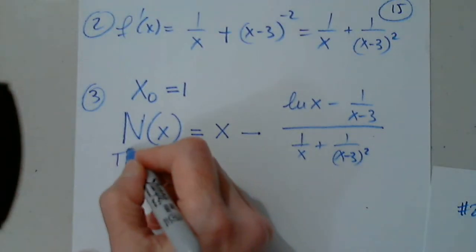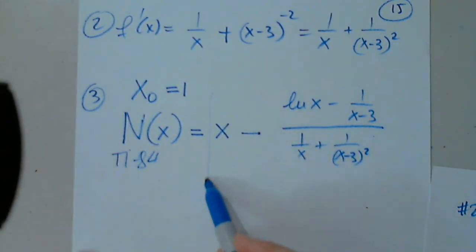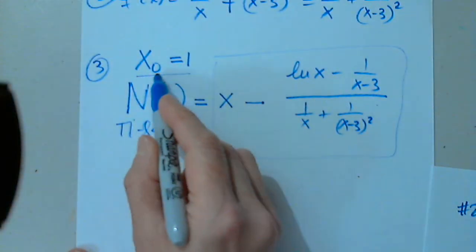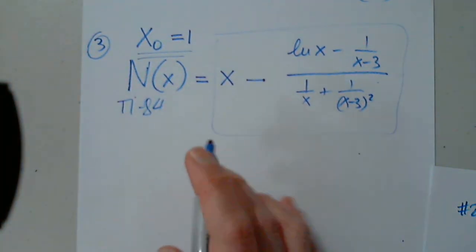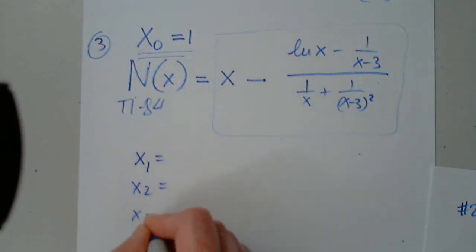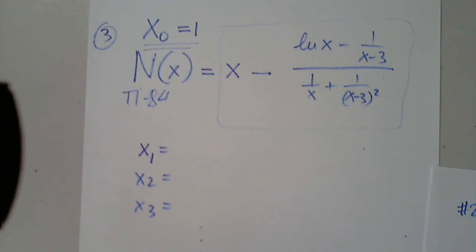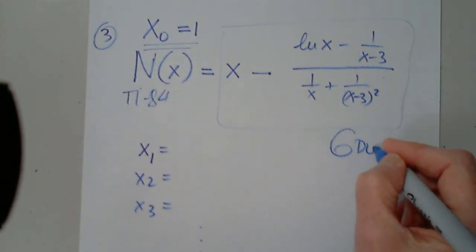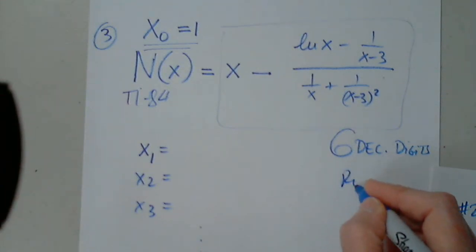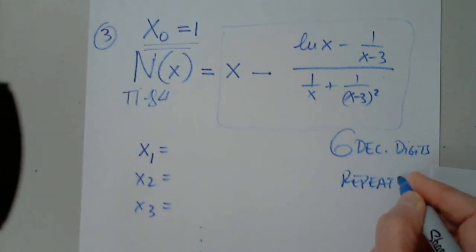So this is for TI-84. And then I'm going to start with the first iteration to be 1. And then I'm going to copy x sub 1, x sub 2, x sub 3, as many as I need for 6 decimal digits to start repeating. And then I stop.